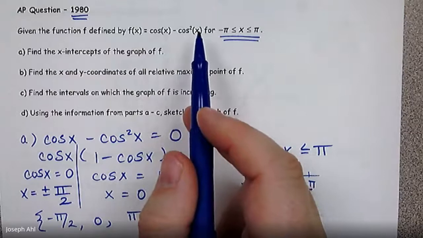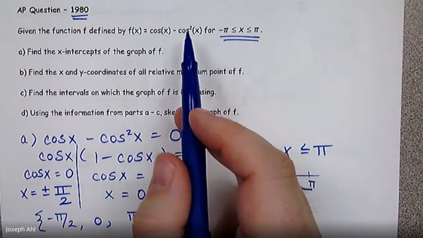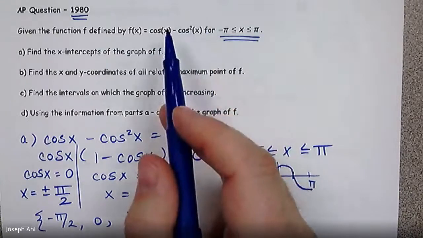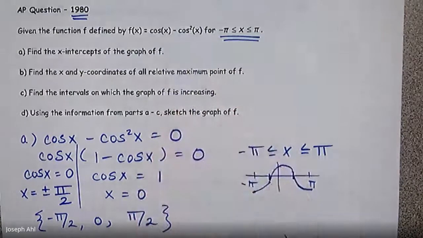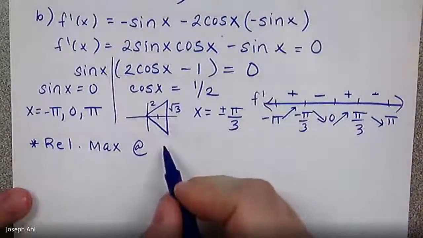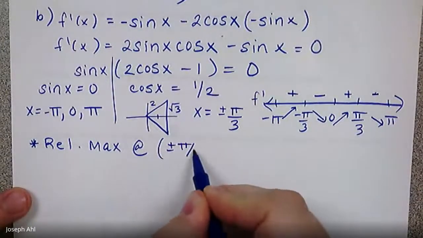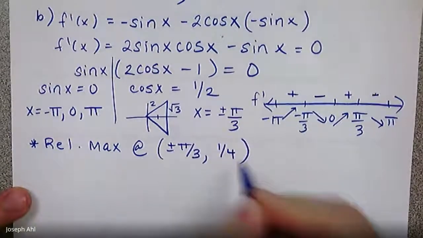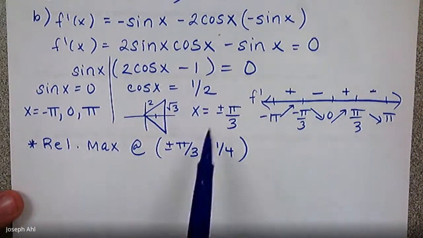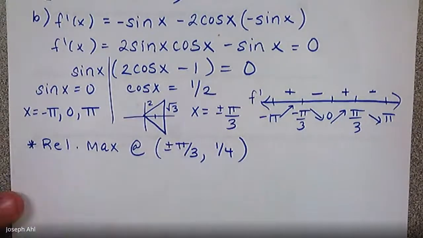minus, then over here you're going to get cosine of negative pi over 3 is 1/2 squared. So a half minus a fourth winds up being a fourth. And you get the same thing if you plug in positive pi over 3. So I'm going to write the coordinates as plus or minus pi over 3, comma, 1/4. Okay, boy, am I relying a lot on our trig knowledge and skills to be able to evaluate quickly at those given values of x.